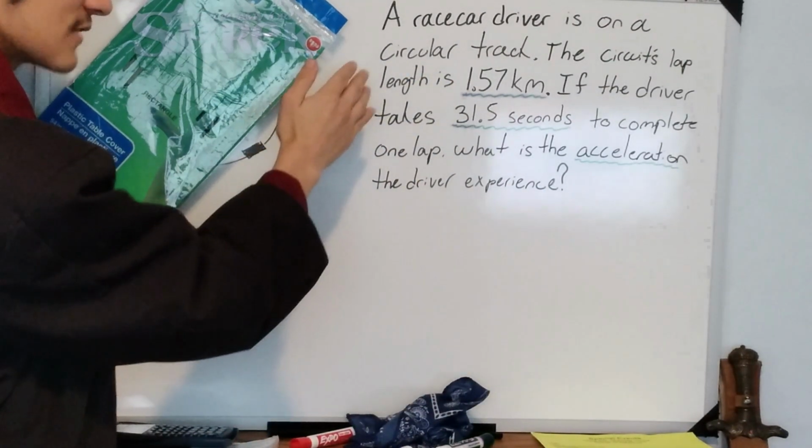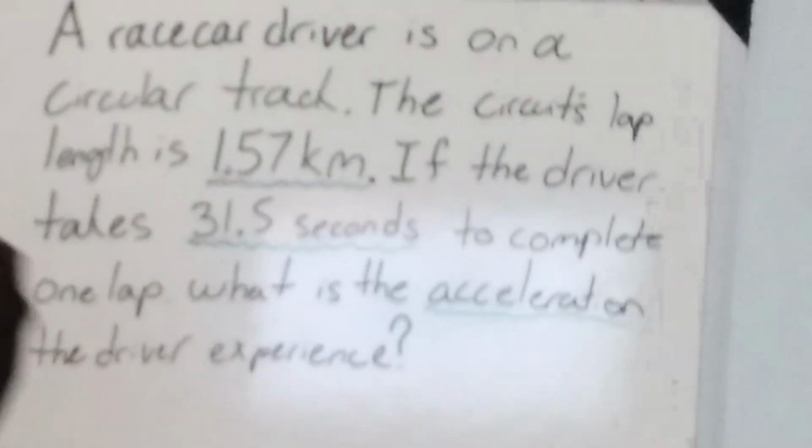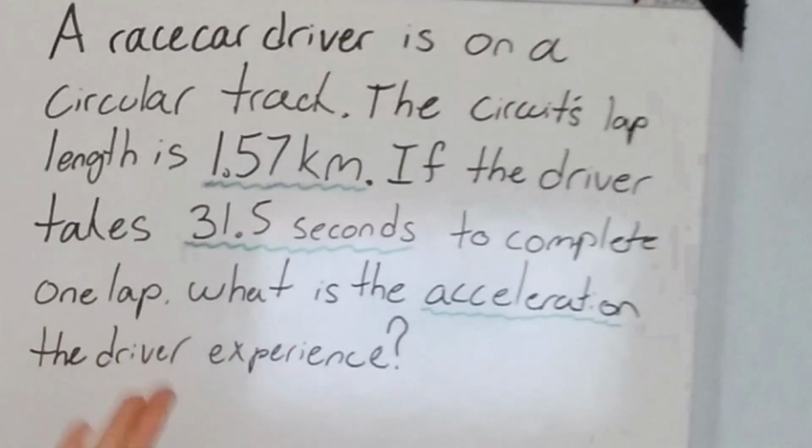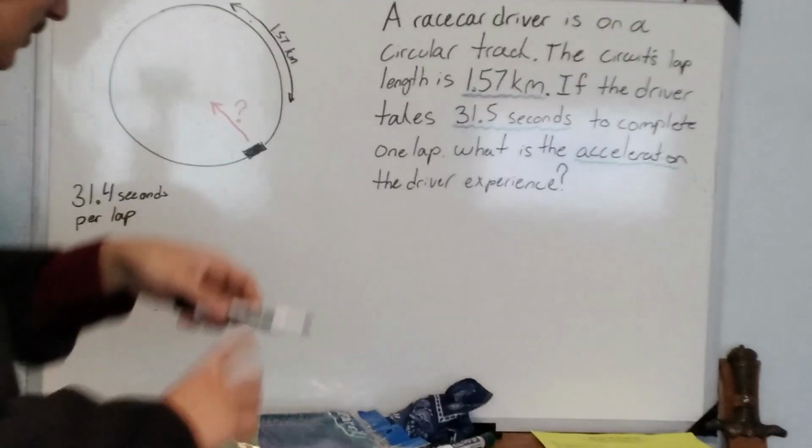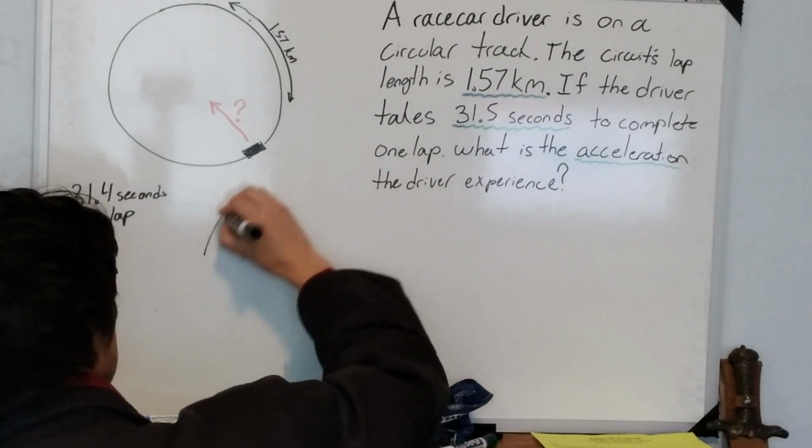All right, a race car driver is on a circular track. The circuit's lap length is 1.57 kilometers, and if it takes the driver 31.5 seconds to complete one lap, what is the inward acceleration that he experiences? Circle gaming, boys! Time to use the circle equation.